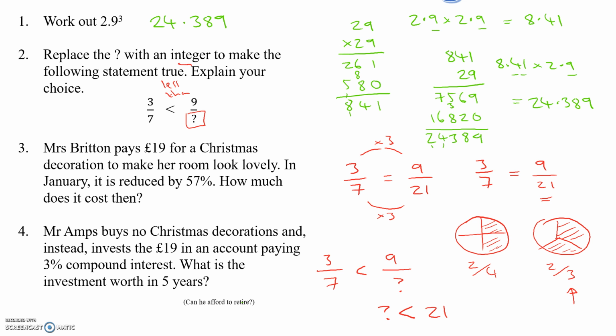Could be 20, could be 19, could be 18. Perhaps I should have put less than or equal to 20. Either of those two are true. Okay, we could have 9/5. We could have 9/19. So as long as you chose a number that was less than 21, not equal to 21, less than 21, and gave your reasoning, you could draw some similar things to this, then that's fine.